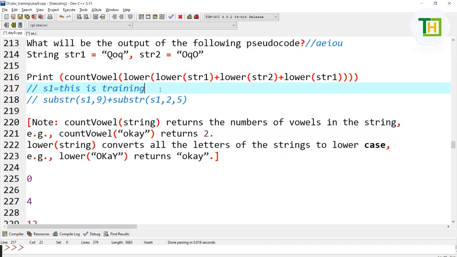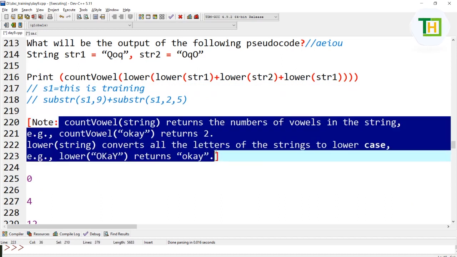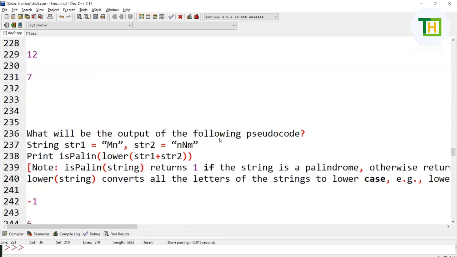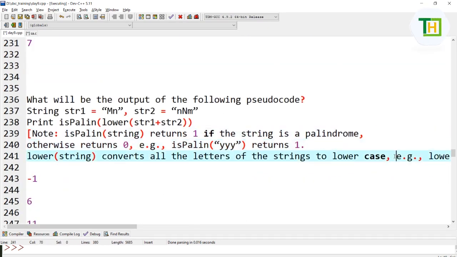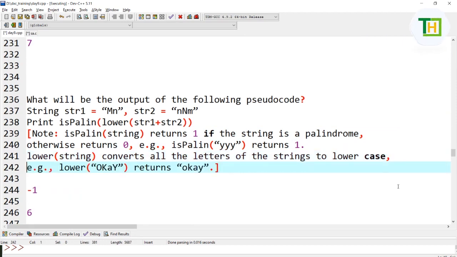How many capital letters are there? How many lowercase characters are there? This type of question they are going to ask. But if you read this note, it will be helpful to you. Clear? Going to this question also, it is also a similar type of question.